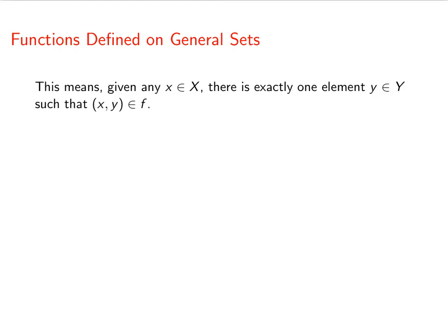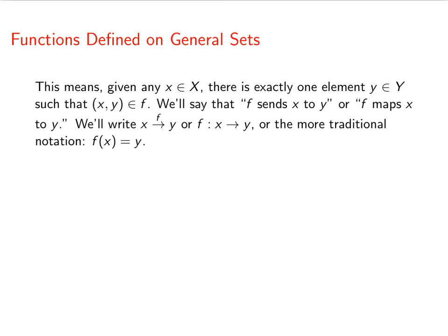Another way of saying this, and another way of writing this using the notation that we have for relations: given any little x in the set X, there's exactly one element, little y, in big Y, such that (x, y) is an element of f. And so we're going to say that f sends x to y, or maybe we'll say f maps x to y. There are a lot of different ways we can write this. We can write x with an arrow to y with an f above it. Or we can say that f takes x to y, using this notation. Or we have the more traditional notation, f of x equals y. That's the one that we're all used to.